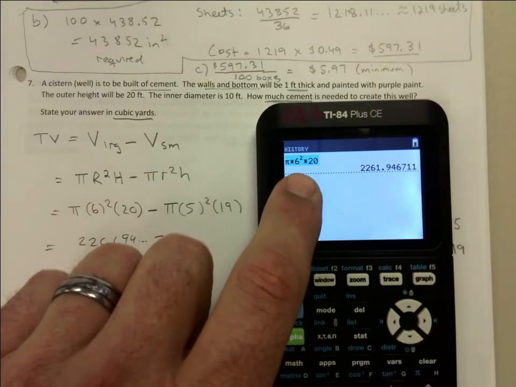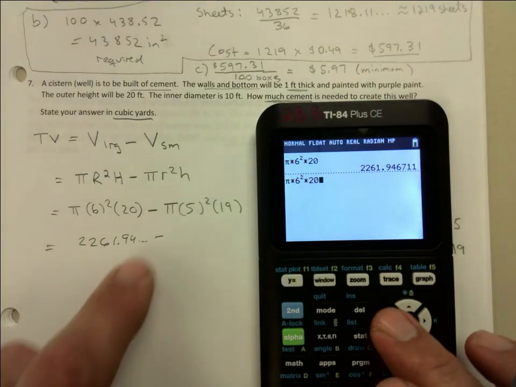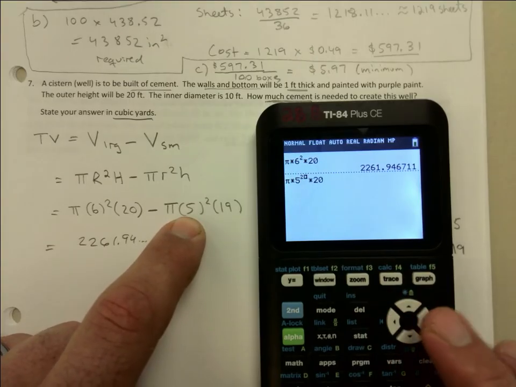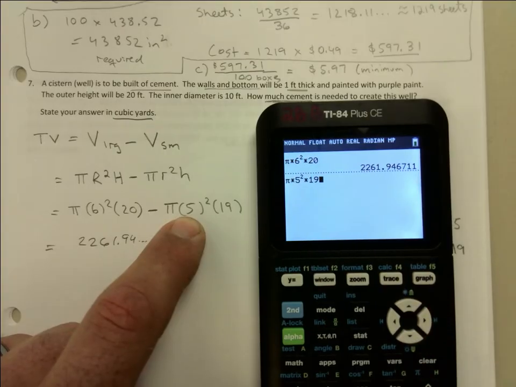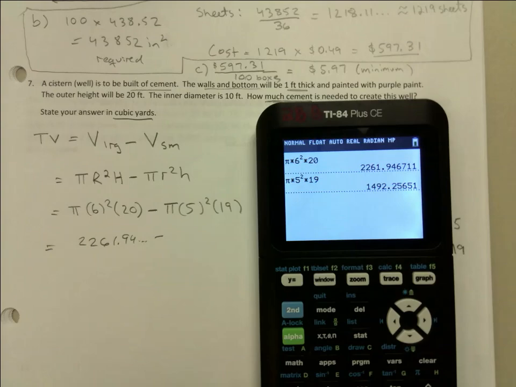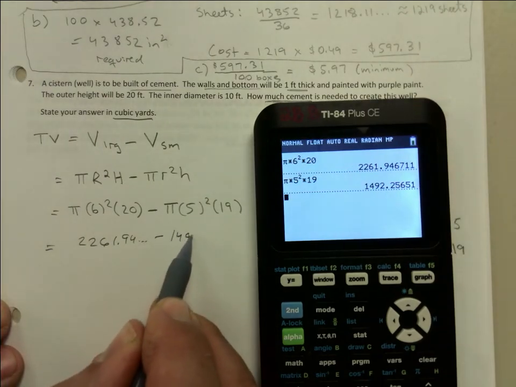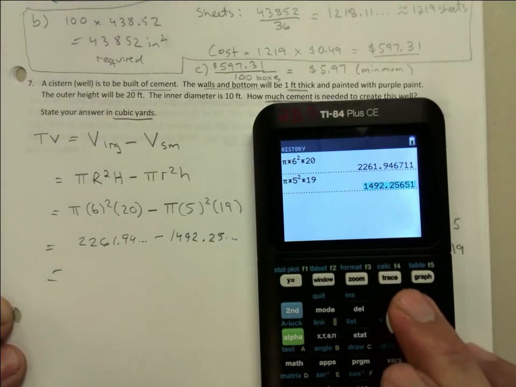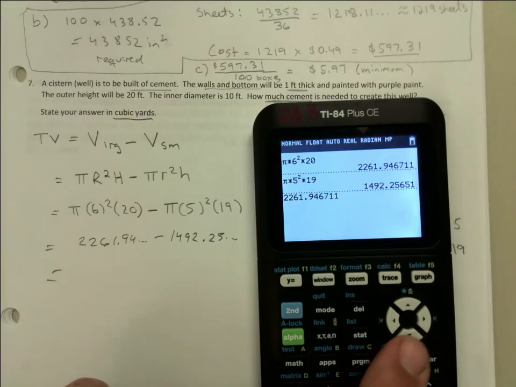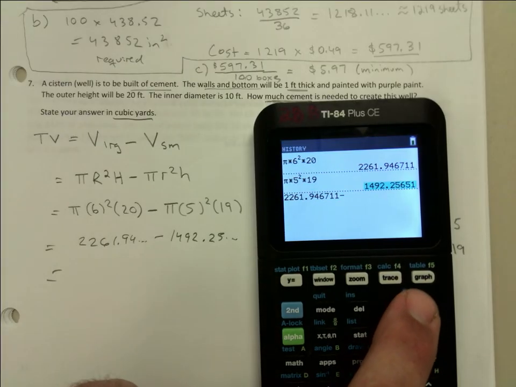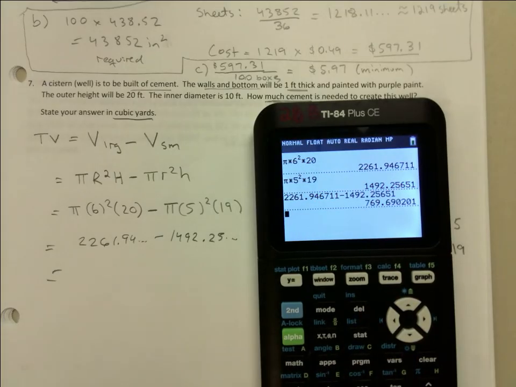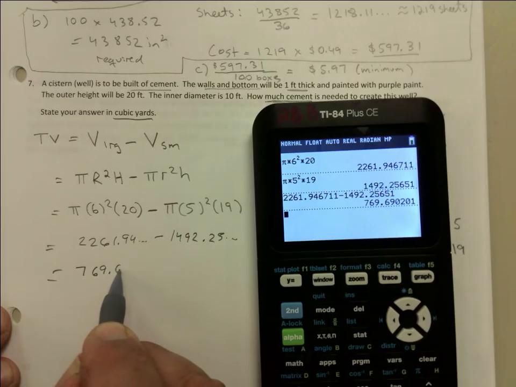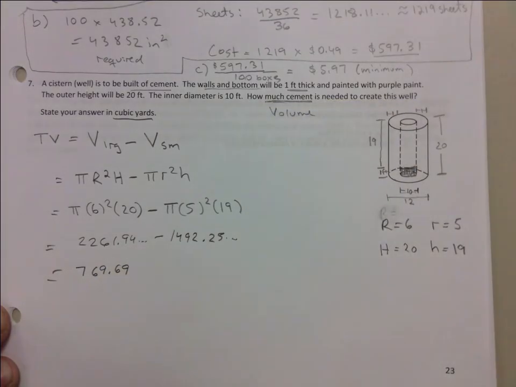So I'm going to paste my previous work, just highlight it, and I will just replace this 6 with a 5. And I will replace the 20 with a 19 because you can just overwrite. Saves you a little bit of time. And now you just subtract it, copy, paste. So I'm going to paste that one. I'm going to go minus, highlight the previous answer, and it's 769.69.